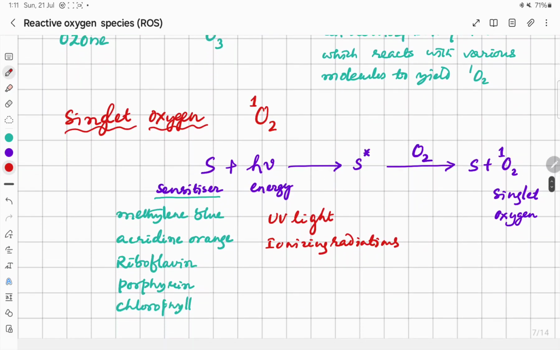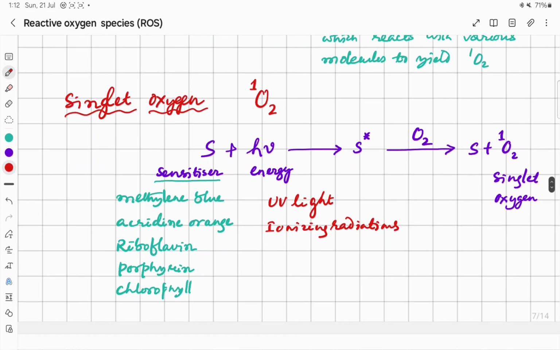So for generation of singlet oxygen, we need sensitizers like methylene blue, acridine orange, riboflavin, porphyrin, chlorophyll. They act as sensitizers. So absorption of energy, where the source may be UV light or ionizing radiation. Absorption of energy by a sensitizer in the ground state is associated with promotion of an electron to the next energy level in a singlet state or excited state. And the electron in a singlet state has a different spin, and is promoted to the next energy level.